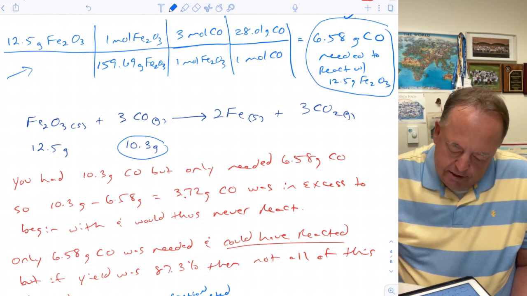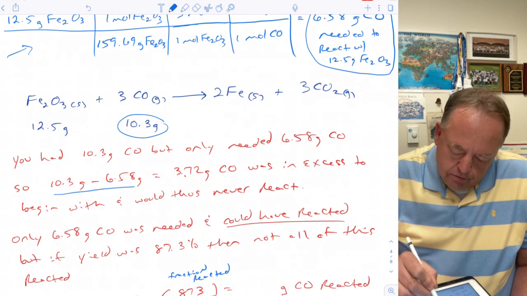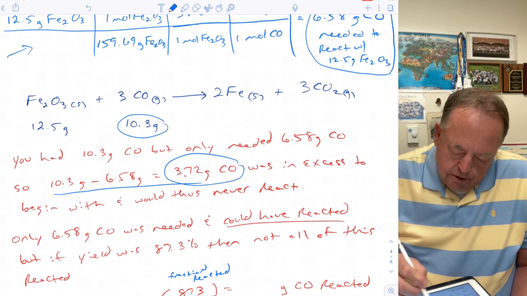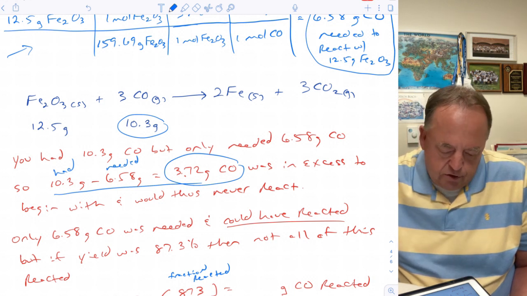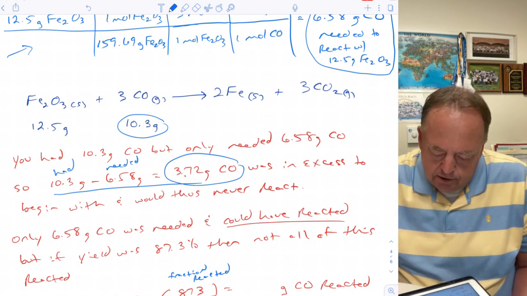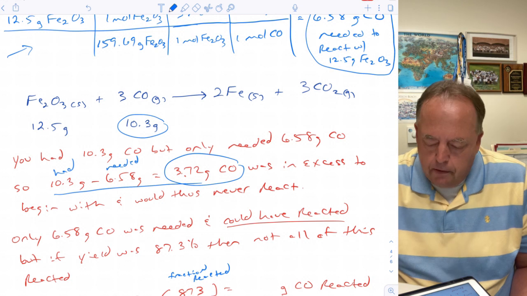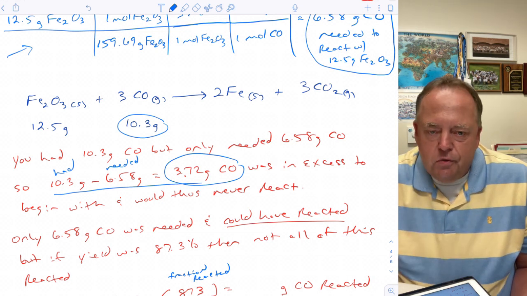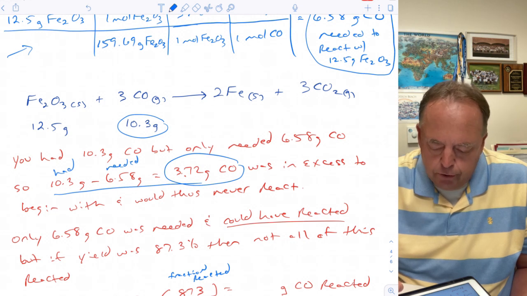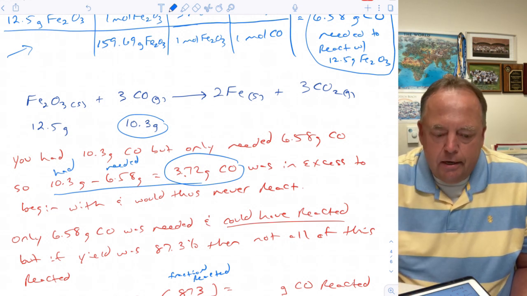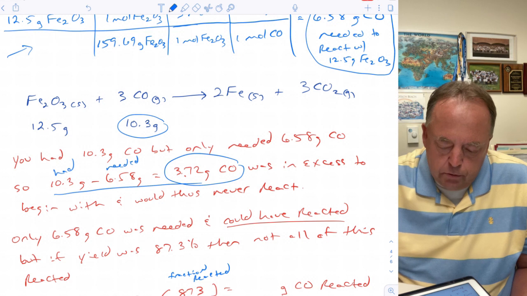But you only needed 6.58 grams, so if we just subtract the two, then you had this, but you only needed this, to react with all of the iron 3 oxide. So there was 3.72 grams of carbon monoxide that were never going to react to begin with, because as soon as the 12.5 grams of Fe2O3 is gone, the reaction's done. At that point, you've only consumed 6.58 grams of carbon monoxide, so 3.72 grams is in excess to begin with.